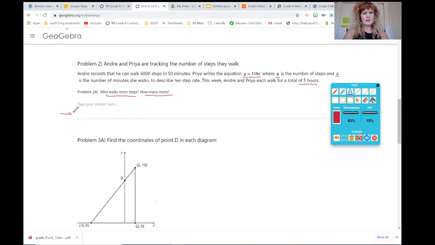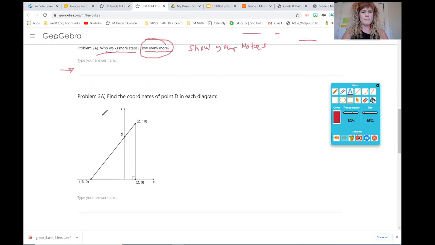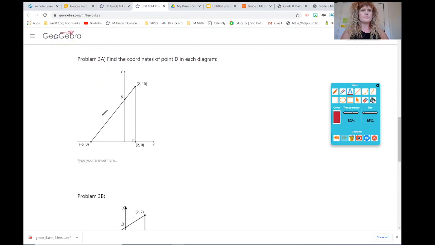Put your answer in the problem now. Right here, you need to type your answer, and you must also show your notes. Explain your answer. Please show your notes. Take a picture that clearly shows your notes and attach it in the Google Classroom with this assignment. By the way, don't forget to answer how many more. Okay, who walks more steps and how many more? So your answer has 2 parts.